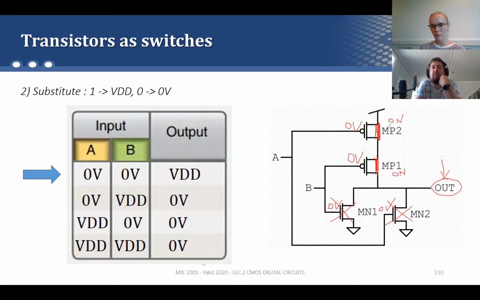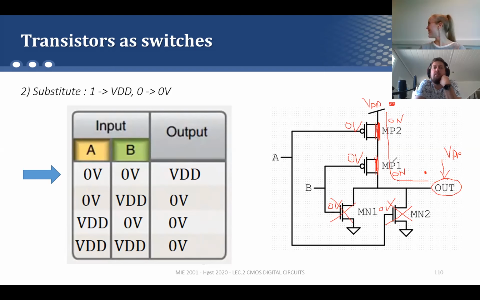Well, it's easy because you have that the PMOS MP1, MP2 connect the output terminal directly to the positive power supply. So it means that the electric potential at the output is equal to the electric potential at the power supply. And here we know that the electric potential is VDD. So the output is just VDD.